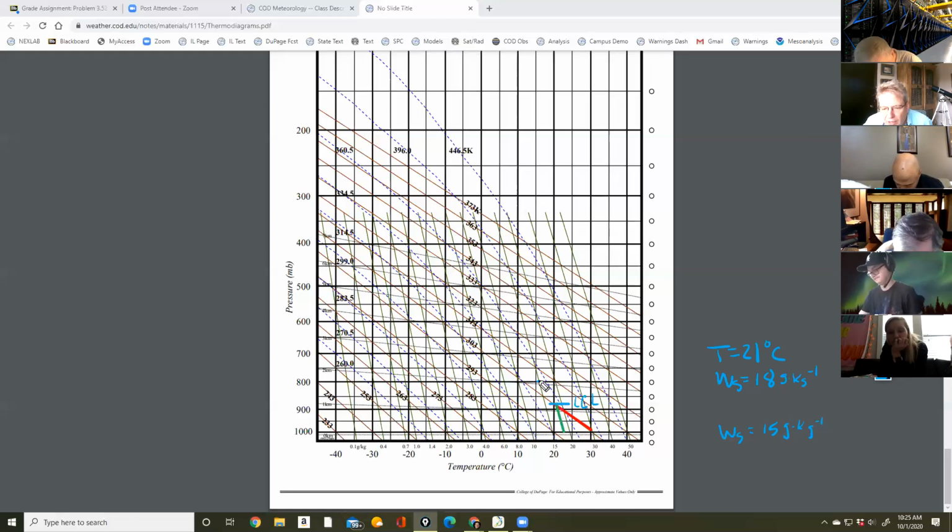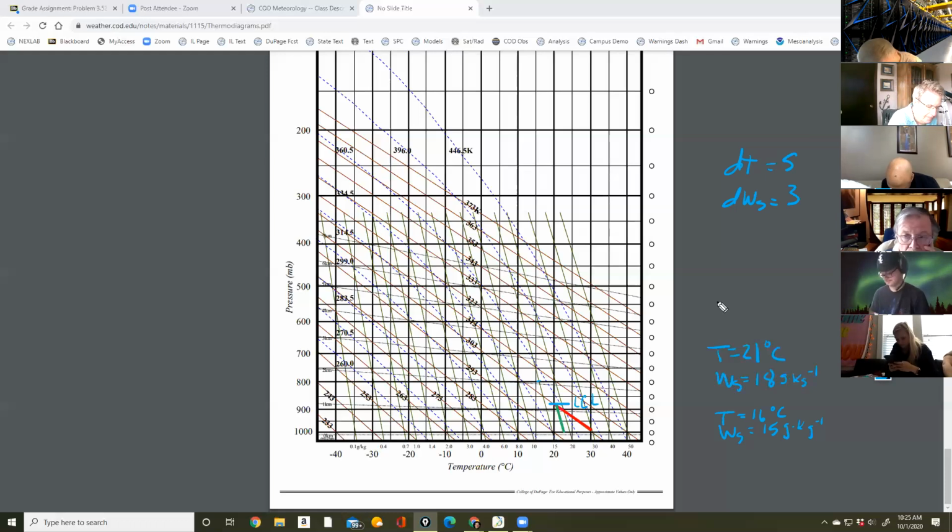And the temperature is now what, 16? Mm-hmm. So now we have dT is 5, dW sub S is big now, right? It's 3. Oh, yeah, 3. So what would that wet adiabatic lapse rate be? Uh, 3.9. 3.9. That's pretty crazy.